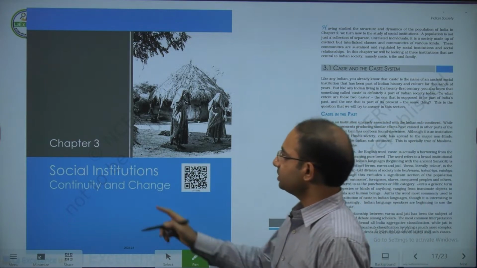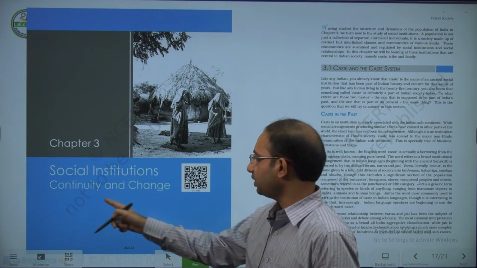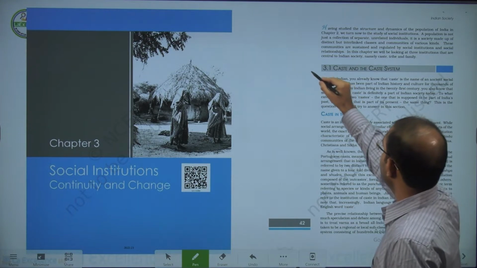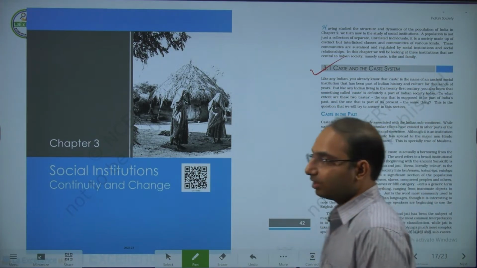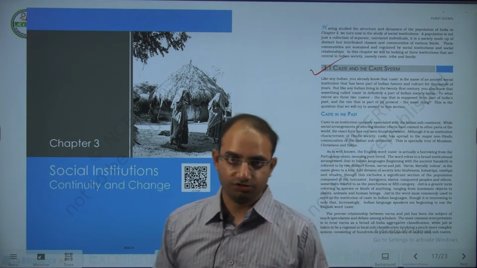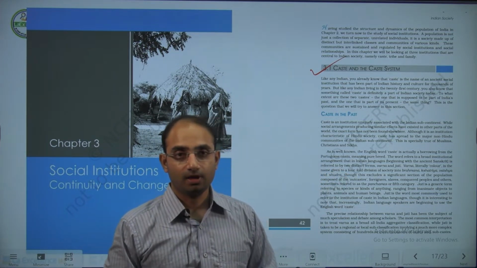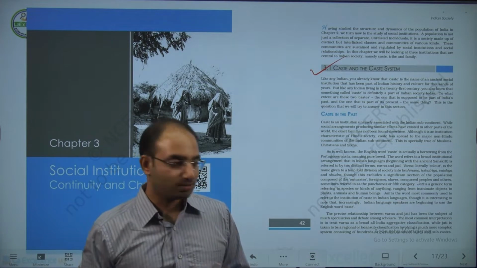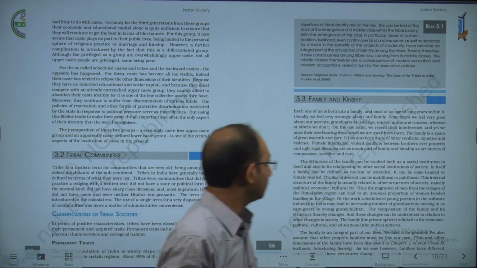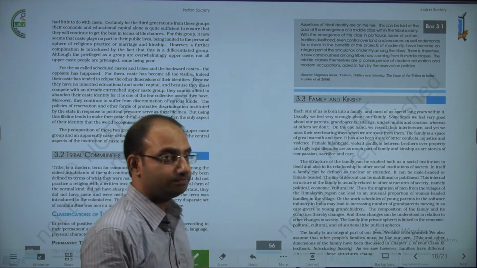If you can cover 3 and 5 from here, that's wonderful. Chapter 3 is about social institutions, their continuity and change. Here the discussion starts with caste system. What is caste in the past? What are the origins of caste? What is the nature of caste? And what is caste today? And how is caste creating problems for India socially, economically, as well as politically?